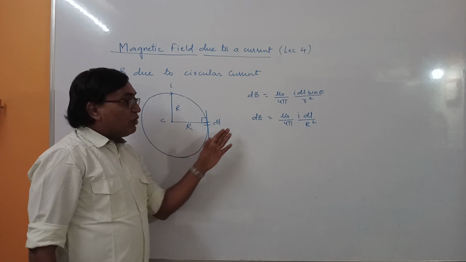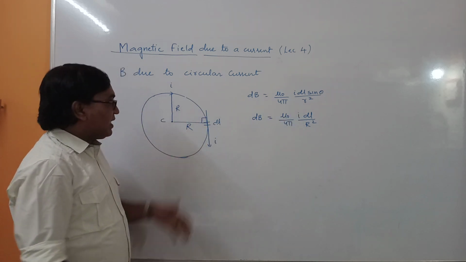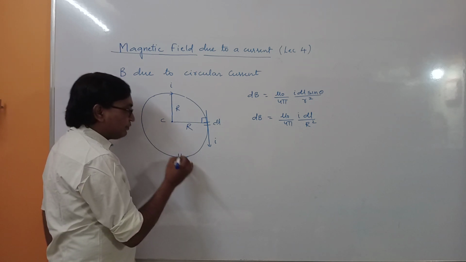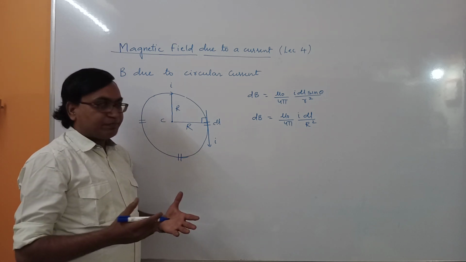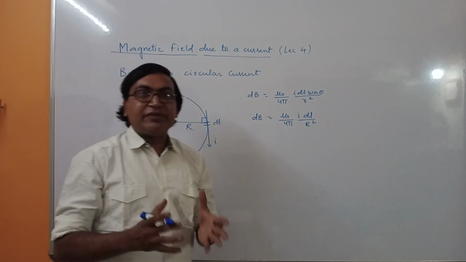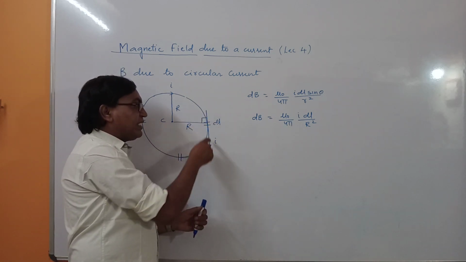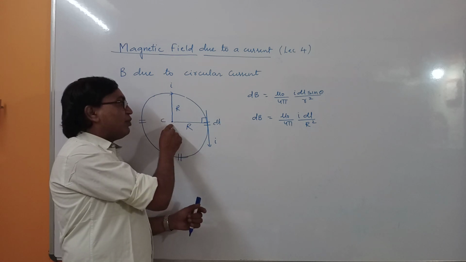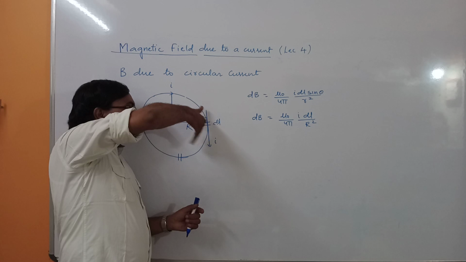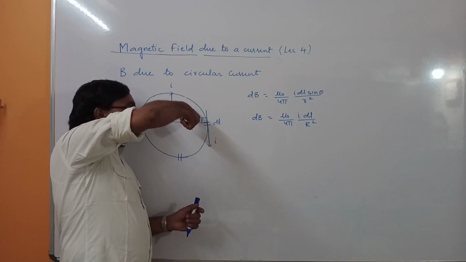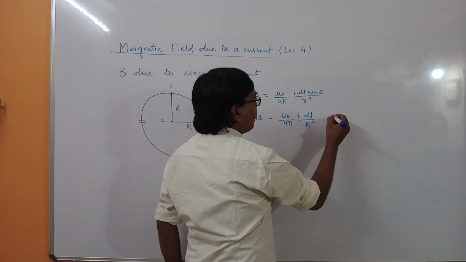Now we have to add all these fields due to all the small current elements. You have a current element here, you have a current element here. When you are adding the magnetic fields, we need the direction. So let us see the direction of the magnetic field due to this current element at point C. Along the direction of current, curl your fingers towards point C, the magnetic field is inside the board.